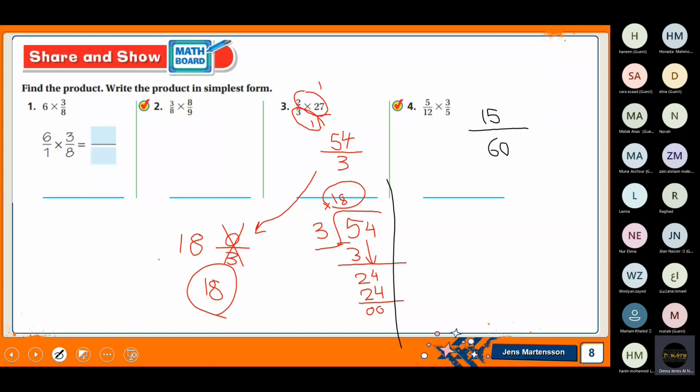Why can we? Do you remember now, if they are multiples of five, what must the last digit be? Five or zero. So here it can work. Divide by what? By five. 15 divided by five is three. 60 divided by five is 12. Bravo. Now look at 3 and 12. Here we can still simplify it by 3. So 3 divided by 3 equals 1, and 12 divided by 3 equals 4. It will be 1 out of 4.